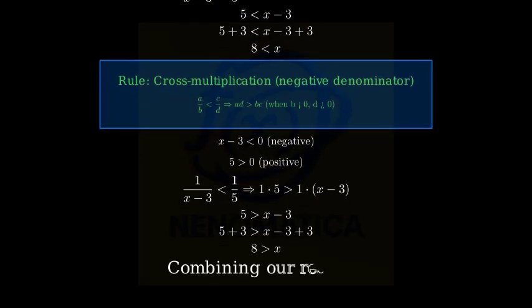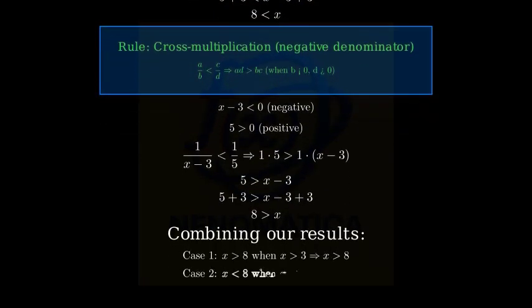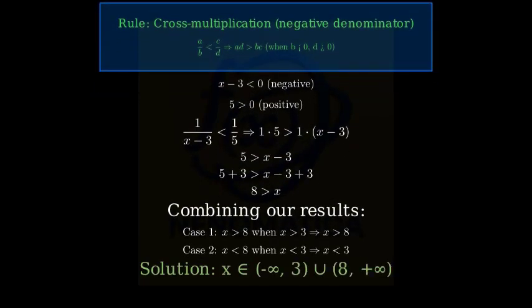From case 1, we got x greater than 8, which applies when x is greater than 3. From case 2, we got x less than 8, which applies when x is less than 3. So our solution is the union of these conditions. x is in the domain of negative infinity to 3, union 8 to positive infinity.